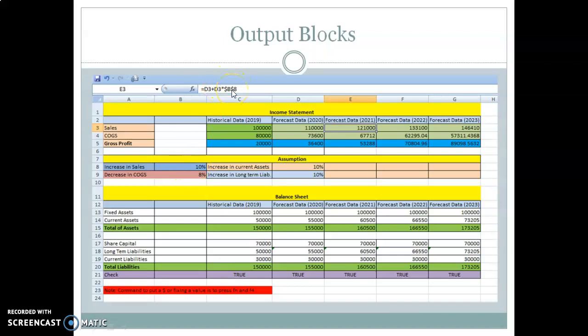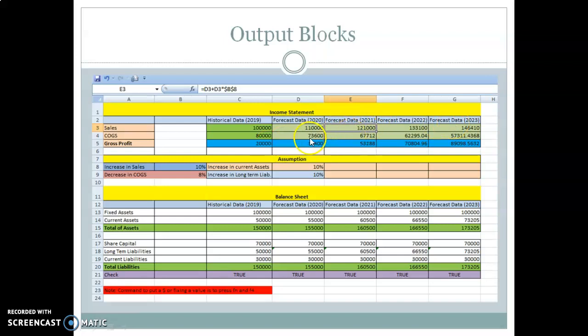a dollar sign, right? So what is the dollar sign? That is fixing that particular cell. It means the value of that cell is not going to change. I have mentioned over here also, the command to put a dollar or fix a value is to press Fn, function, and F4 together. This dollar sign will come, and it means that this cell is to be fixed for all the calculations, right?